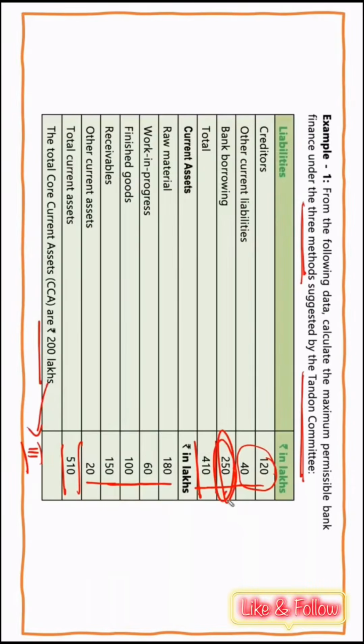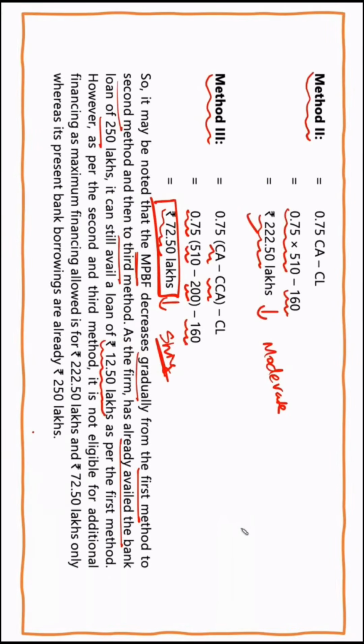No, they have already availed 250. The second method says eligible bank finance is only 222.50. So as per the second method and as per the third method also, they have borrowed excess. It means they have to bring down their borrowings. So as per the second and third methods, they are not eligible for additional financing because they have already availed the maximum, or they went beyond the maximum. And for your information, again I'm repeating, the third method is not in practice.